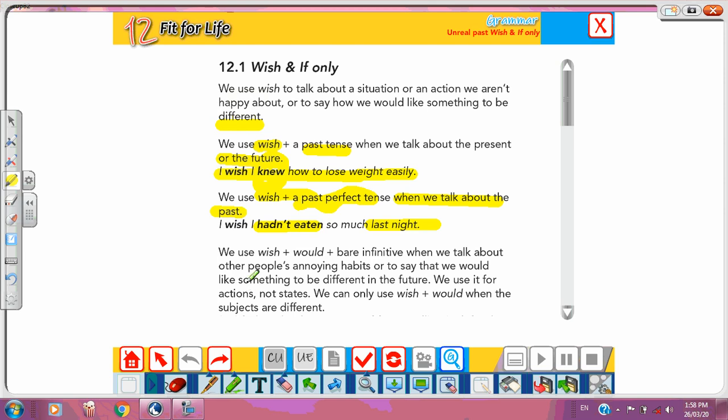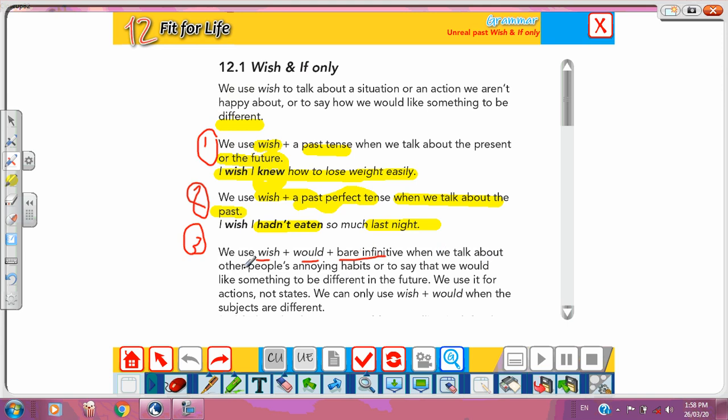We have the third use of I wish and if only. Guys, I wish and if only have the same use, both of them. Number three, we use wish plus would plus the bare infinitive. So this is the third form. You have the first form, past simple, and the second form, past perfect, and then the third form, I wish plus would plus the bare infinitive.